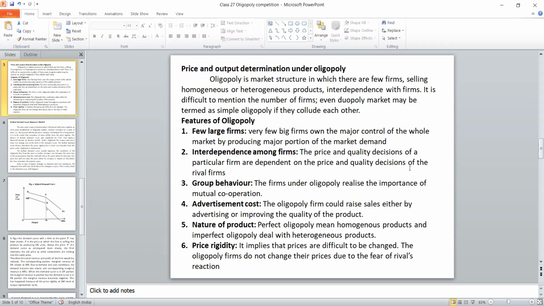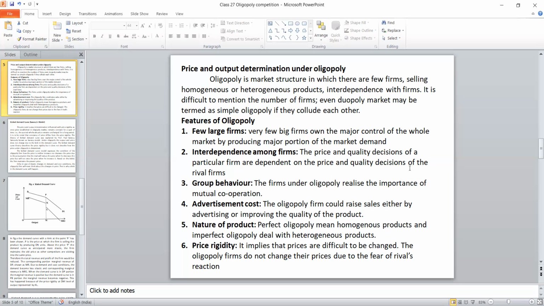Homogeneous market means a particular product. Heterogeneous, always the oligopoly has heterogeneous. As of this date, it has both homogeneous as well as heterogeneous. Mostly heterogeneous; a homogeneous product is a very rare phenomenon, but the oligopoly allows homogeneous products also. Only one product they deal with, then it is called a homogeneous market.